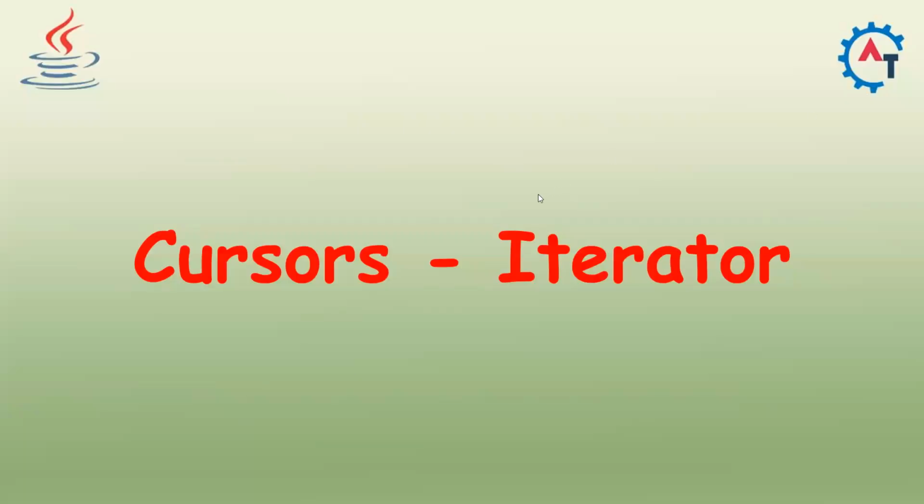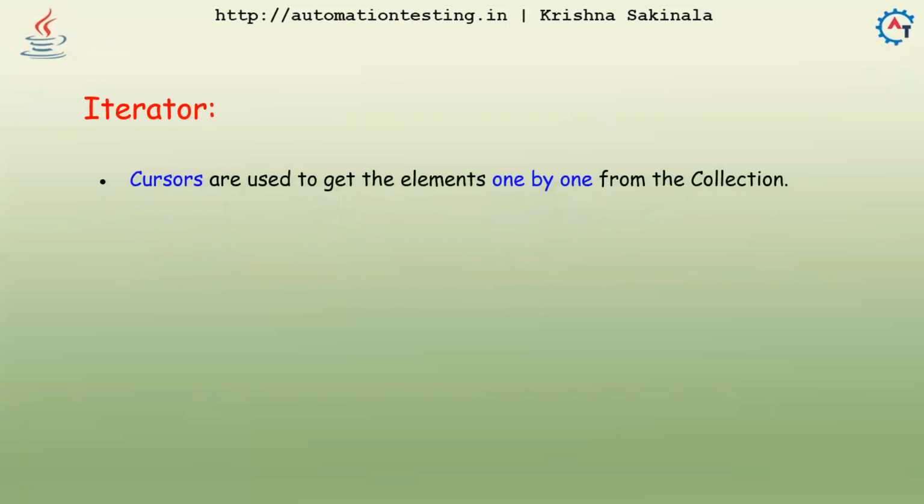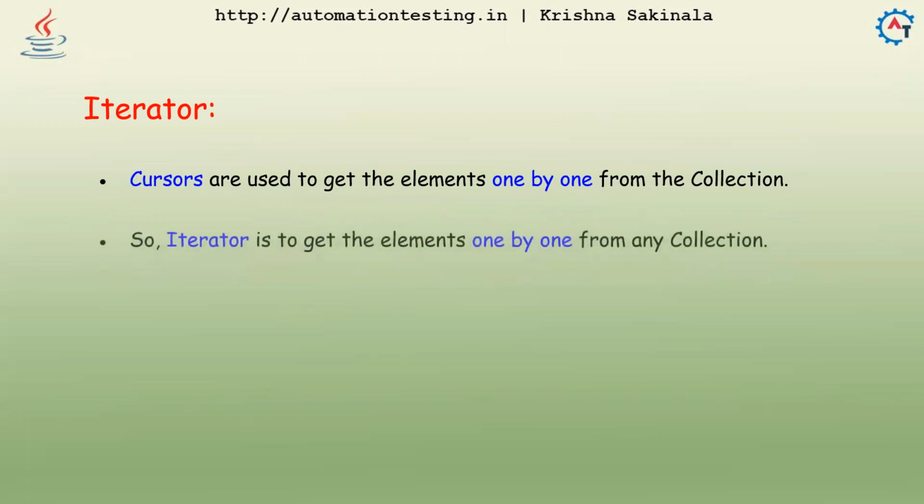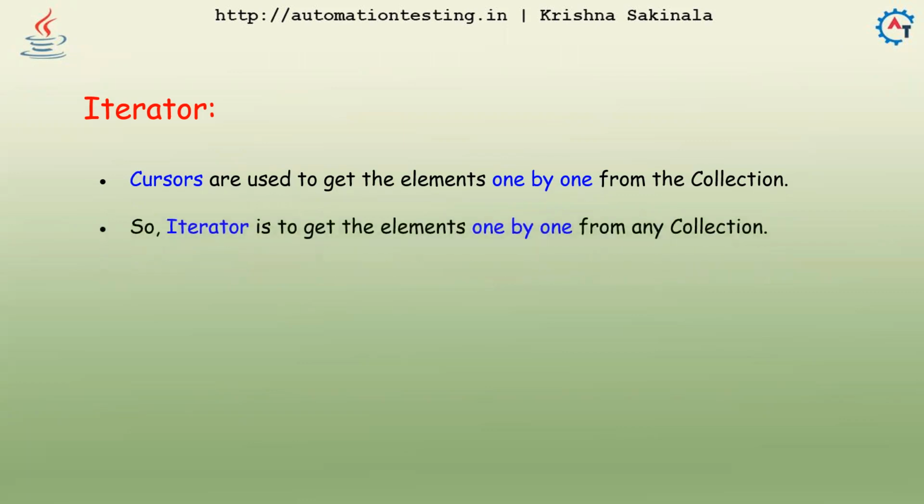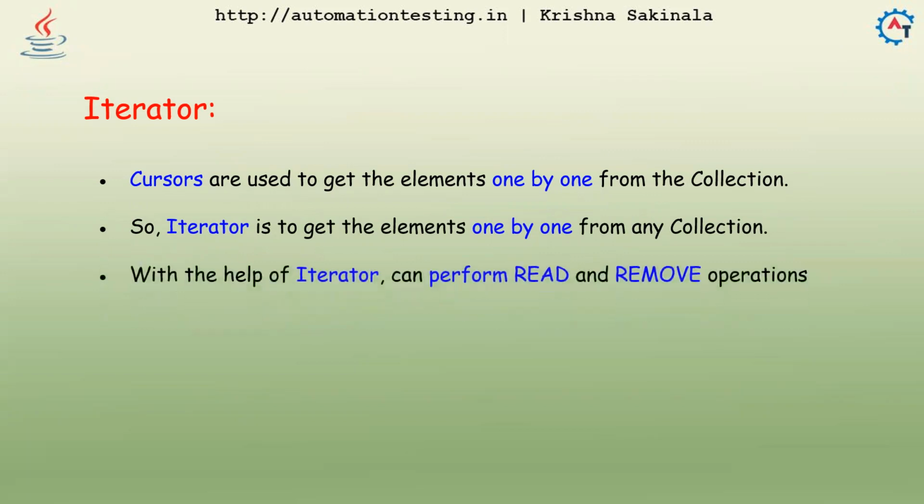Hi, in this video, we'll talk about iterator in Java. So iterator is one of the cursors in Java. First, what is a cursor? Cursors are used to get the elements one by one from the collection. Iterator is also used to get the elements one by one from any collection. With the help of iterator, we can perform read and remove operations.